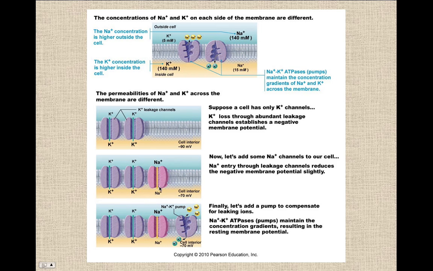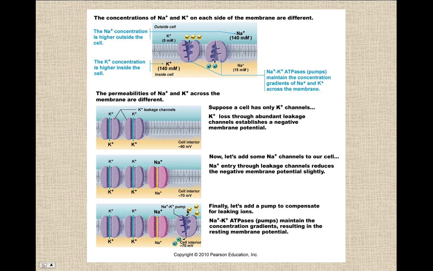So some sodium will sneak in, and that'll create a negative 70 millivolt, okay, which is now going to establish this push from sodium outside the cell to inside the cell, and some potassium from inside the cell to outside the cell. So now you have almost this even balance between sodium coming in and potassium going out. So that slightly reduces the negative membrane potential.